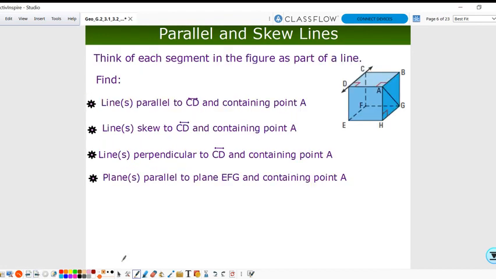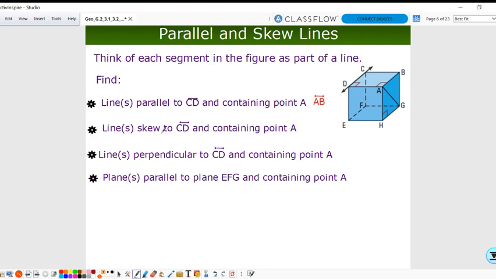Think of each segment in the figure as part of a line. So each of these little edges is part of a line. And we'll see if we can find lines parallel to CD and containing point A. So here's CD, a line that's parallel to it could be this one, could be this one, maybe this one, but it has to contain point A. That's going to be line AB.